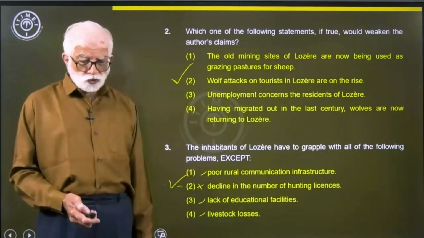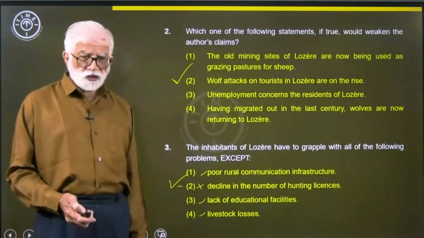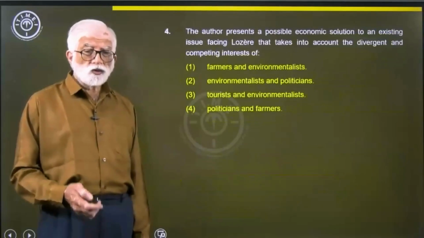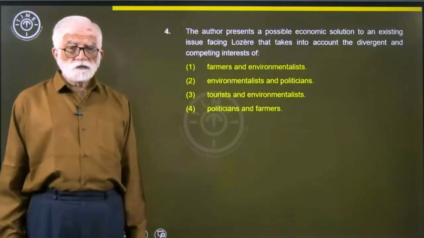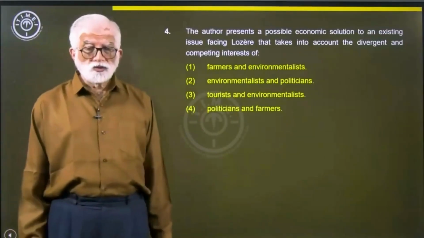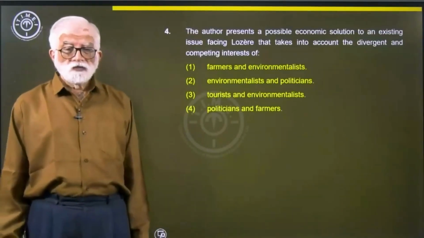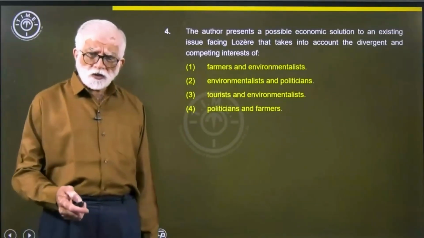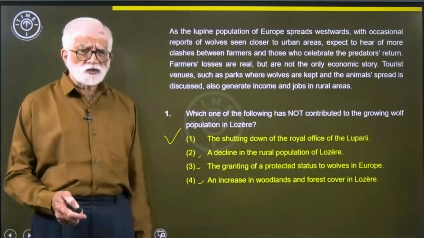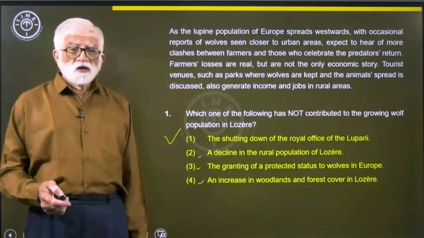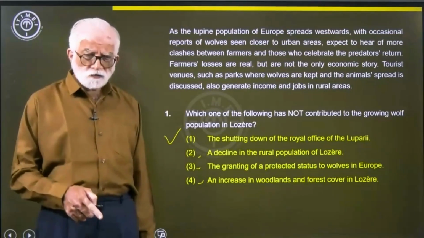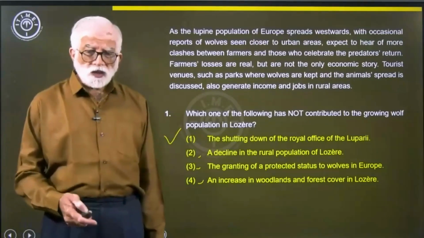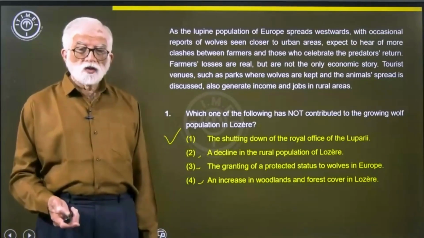And moving forward to 4, what do we have? The author presents a possible economic solution to an existing issue facing Lozère that takes into account the divergent and competing interests of. Now, he presents a possible economic solution. Let's just look at where he presents the solution. He says, farmers' losses are real, but are not the only economic story. Tourist venues such as parks also generate income.